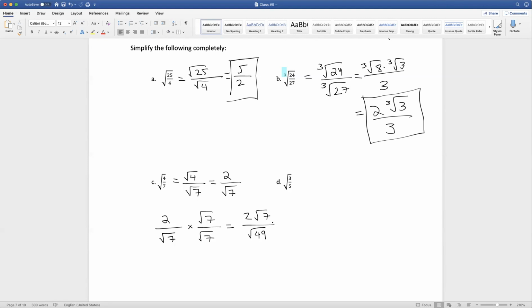Now, why is this helpful? Look at the denominator. 7 times 7, we're forcing the denominator to be a perfect square, right? If you multiply anything by itself, it's going to be a perfect square. So what that means is I can get rid of that radical in the denominator because it's a perfect square, and the square root of 49 is 7.